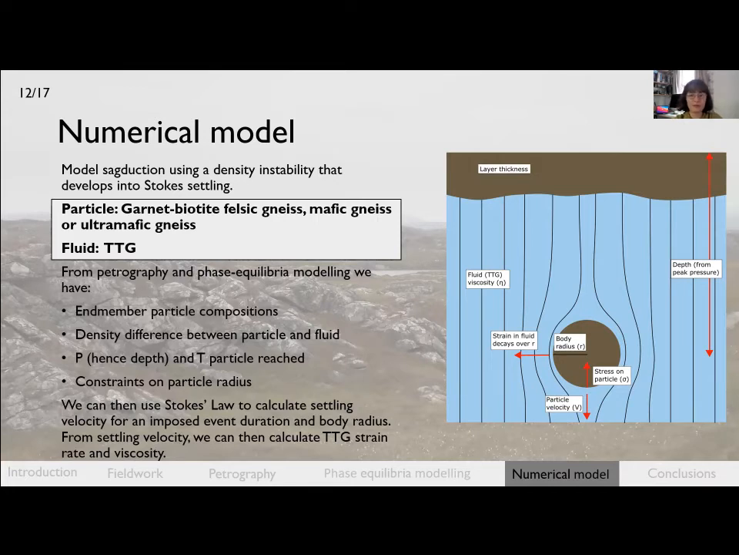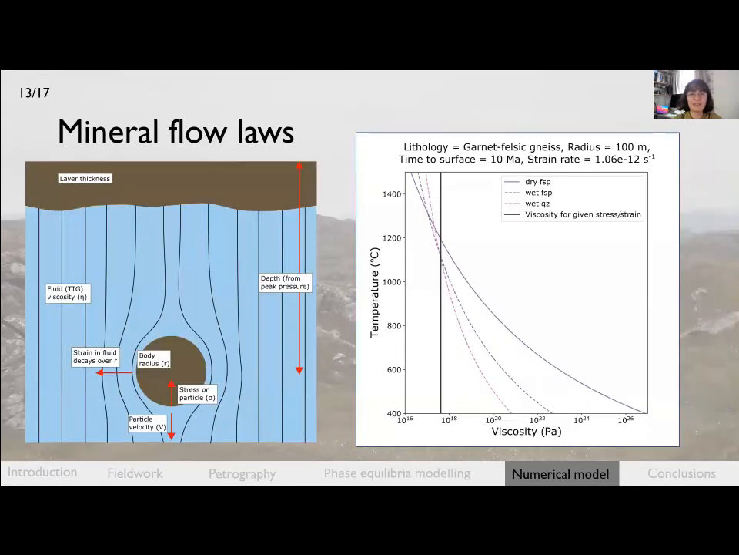So, from our fieldwork, petrography and phase equilibrium modelling, we know the depth the particle reached and the maximum temperature it experienced, in addition to knowing the density and mineralogy of the fluid, the TTG. In the following model, we're going to vary the particle lithology, the event duration, and the particle size to explore sagduction feasibility across parameter space. To start with, I'll just go through one iteration of the model.